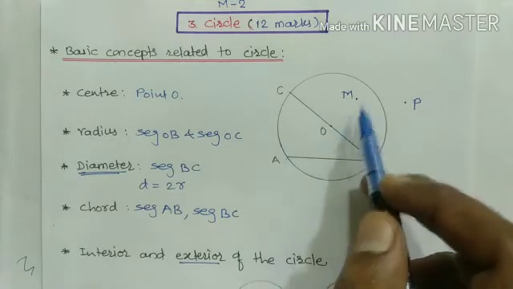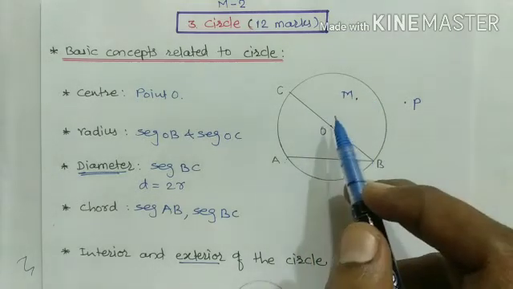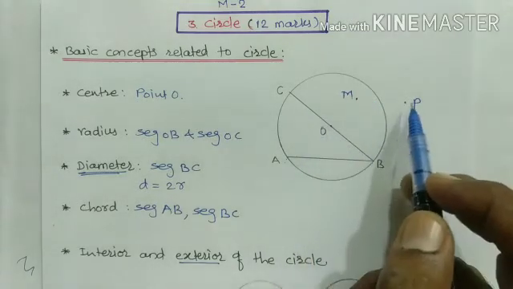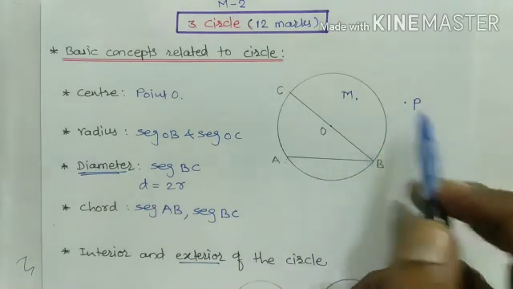And point O, M, these are in the interior portion of the circle, and this point P is in the exterior portion of the circle.